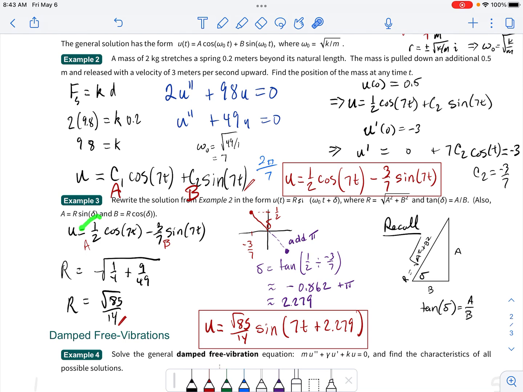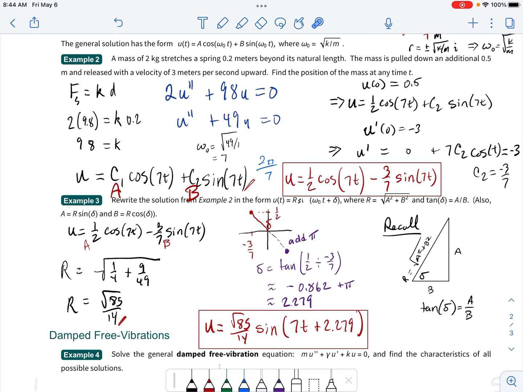And so let's take our coefficients a and b. We need to take a squared plus b squared and the square root of that, which is right here. And that turns out to be the square root of 85 divided by 14. So that's our new amplitude r, or on Monday we called it k. And then the next step is just to find out what that phase shift delta is.